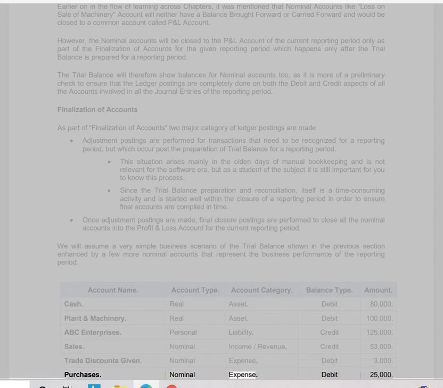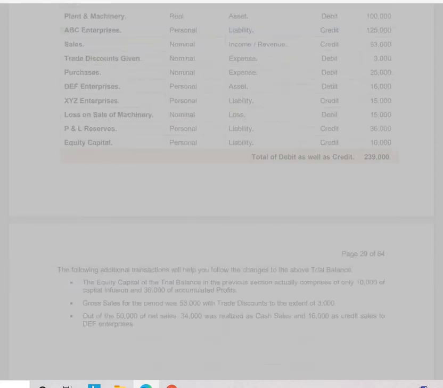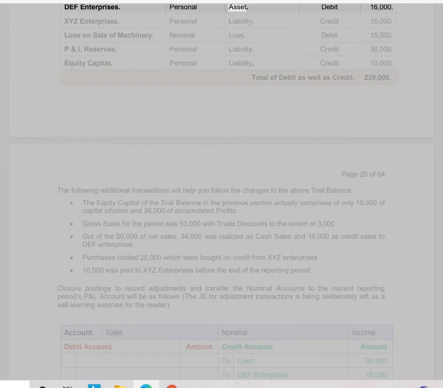nominal expense, debit 25,000; DEF Enterprises, personal asset, debit 16,000; XYZ Enterprises, personal liability, credit 15,000; loss on sale of machinery, nominal loss, debit 15,000; P&L reserves, personal liability, credit 36,000; equity capital, personal liability, credit 10,000; total of debit as well as credit, 239,000. Page 29 of 64.